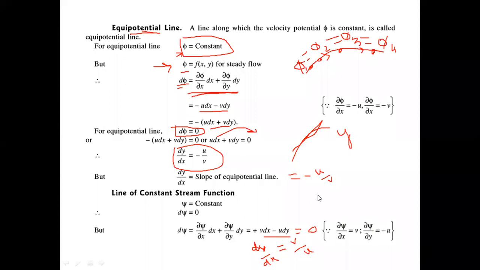Sir, what is this symbol, sir? Equal to constant. Psi.